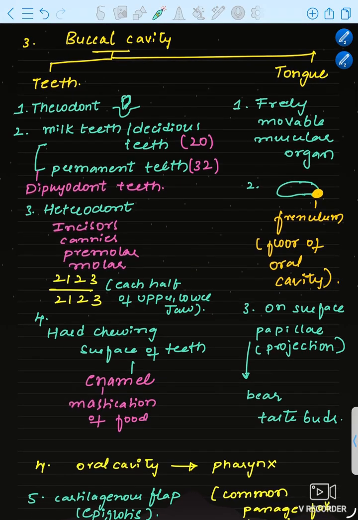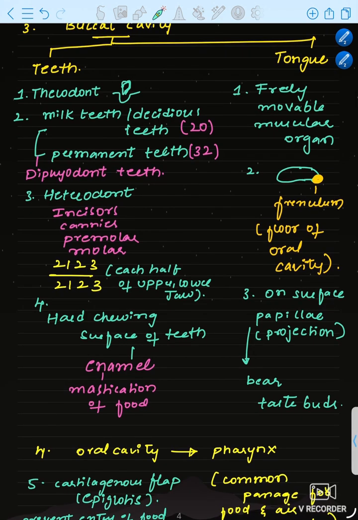And next one, actually the teeth is very simple. And you can see teeth has a hard chewing surface. That is called enamel. What is the function of the teeth? First of all, it helps in mastication of the food, for biting it and breaking into smaller pieces, right? That's why teeth has a hard chewing surface that helps in mastication of the food.